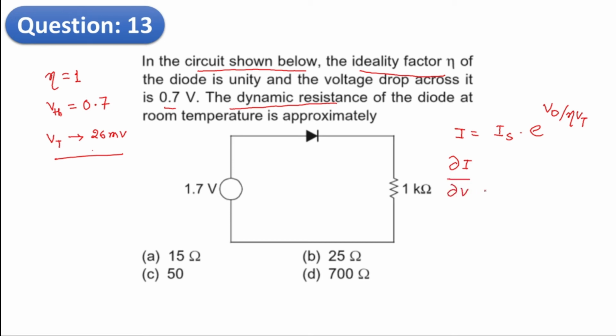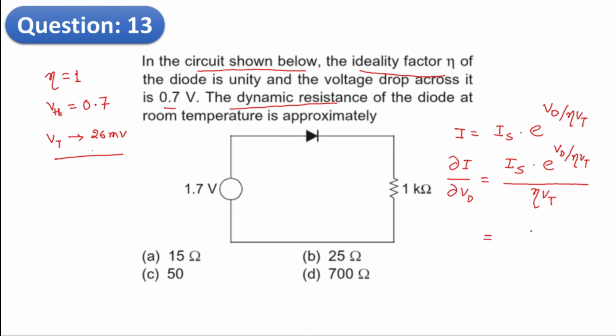And this is equal to differentiation with respect to Vd. So this is equal to Is into e to the power Vd divided by eta Vt, and differentiation of Vd is 1 upon eta Vt. So that's why this is 1 upon eta Vt, that is Is into e to the power Vd divided by eta Vt, divided by eta Vt. So the dynamic resistance.